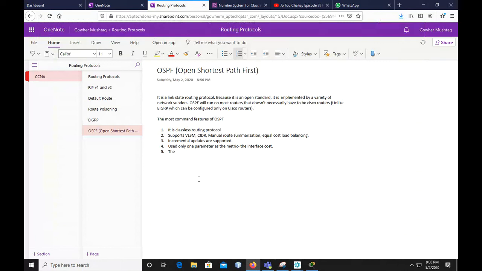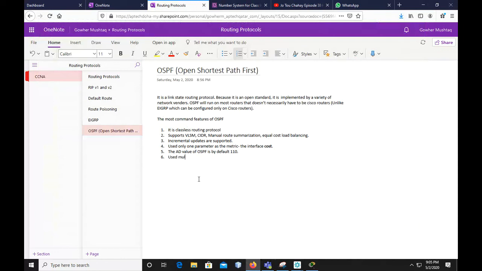The AD value after that. So administrative distance, AD. I'm going to write it in short. The administrative distance value of OSPF by default, how much is it? 110. Yes, 110. All right.